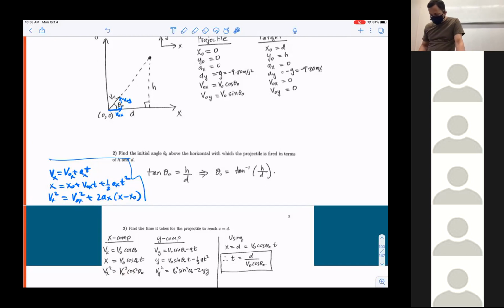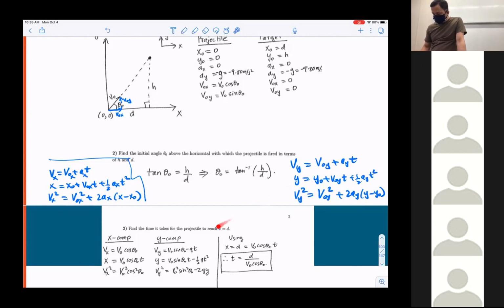And then I look at my y equations over here. Since I'm OCD, let me just go ahead and write it. Vy will be V naught y plus ayt. Y is equal to y naught plus V naught yt plus 1/2 ayt squared. Vy squared is V naught y squared plus 2ay times y minus y naught.